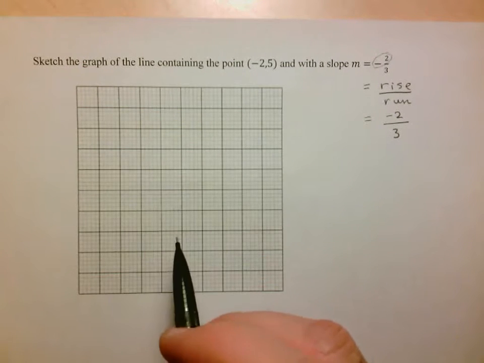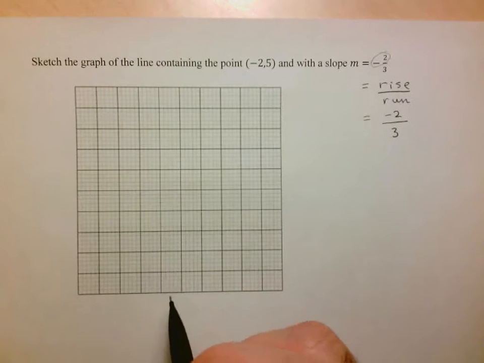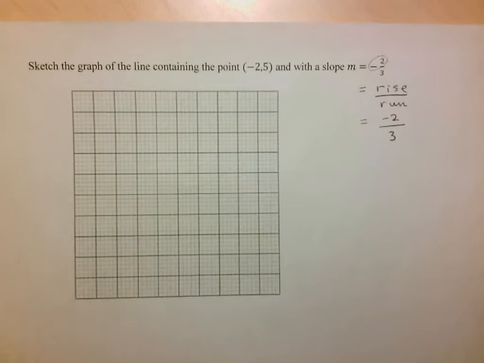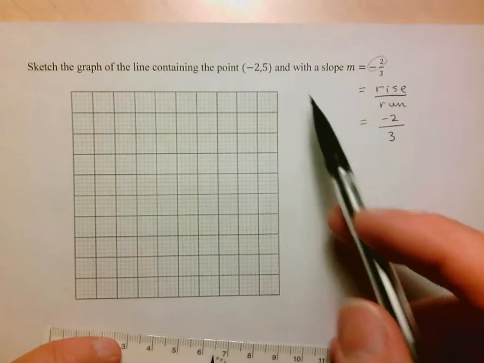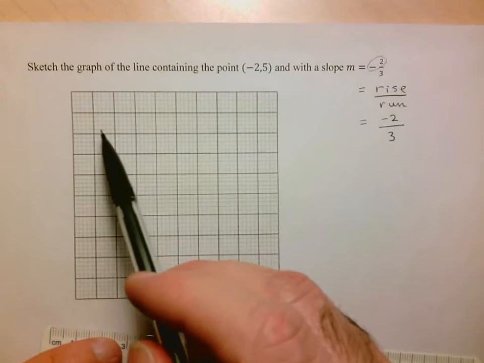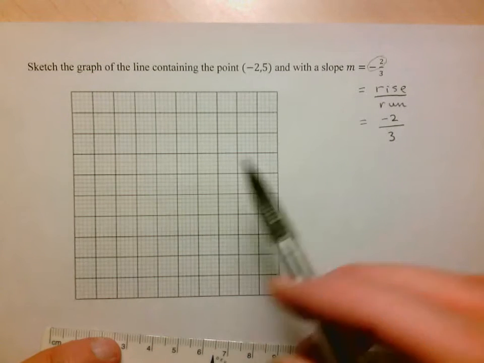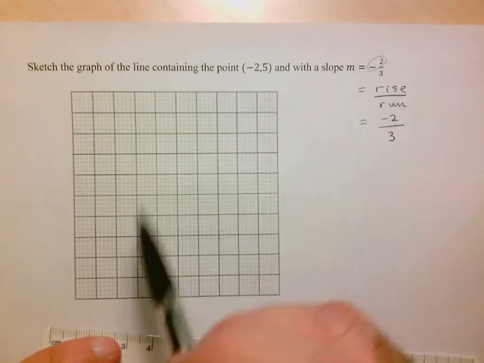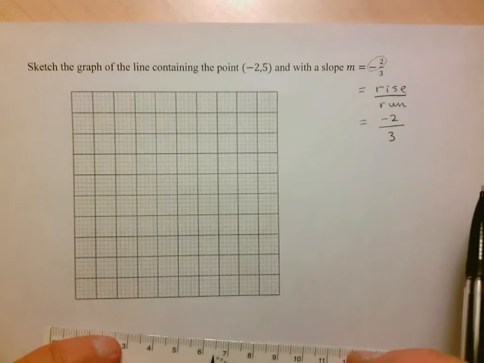The most important thing when you're sketching the graph of a line, or graph of any relation, is to choose a nice scale. Since I have this point and the line is going to be coming down, I'd like to place this point in the top left corner of the graph. If this was a point on the line and it was going upwards, I'd probably want to place this point in the bottom left corner. Let's see what happens here.